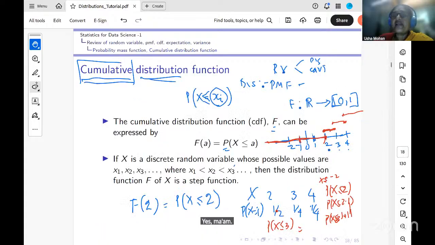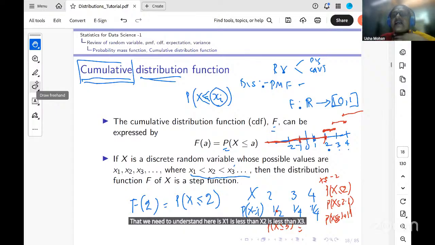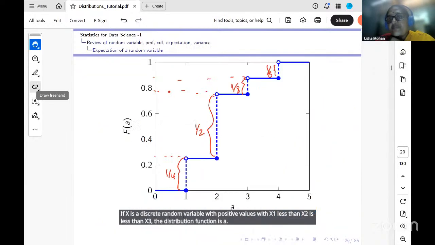The important thing that we need to understand here is x1 is less than x2 is less than x3. If X is a discrete random variable with positive values, with x1 less than x2 less than x3, the distribution function is a step function.